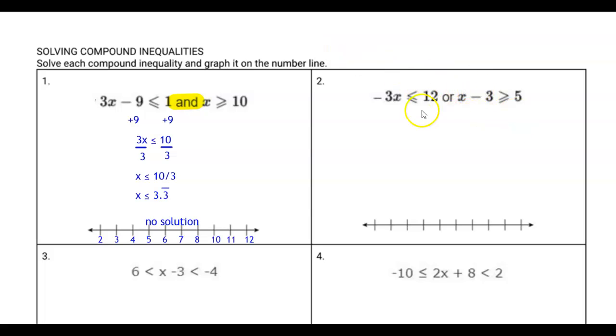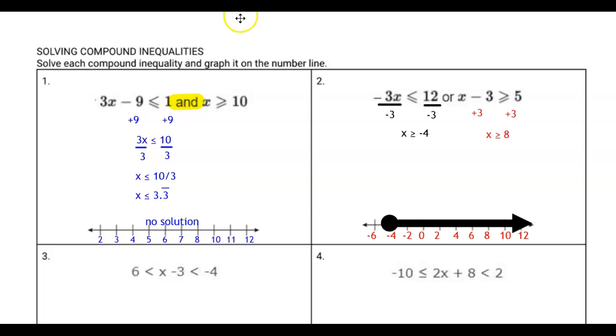Moving on to number 2, both of these inequalities have to be solved. Pause the video, try this out, and then come back to see if you get it right. In the solution process here, we divided by a -3. Of course, when you divide by a negative number in an inequality, you flip the inequality sign, so that becomes x is greater than or equal to -4.